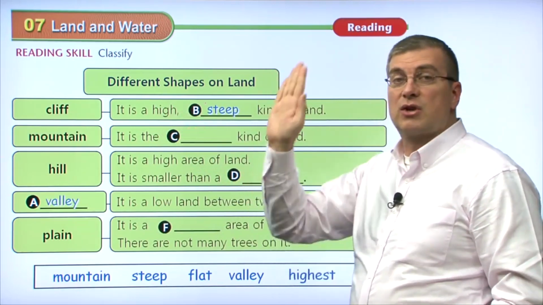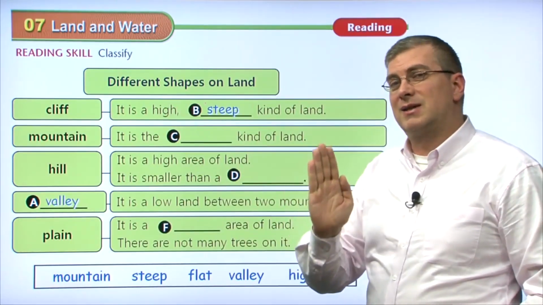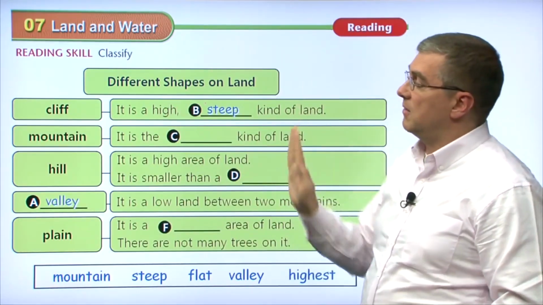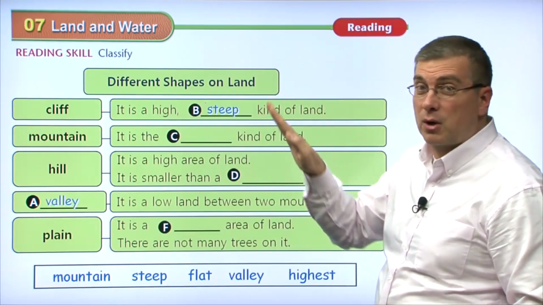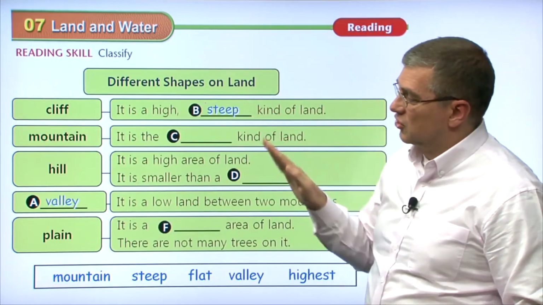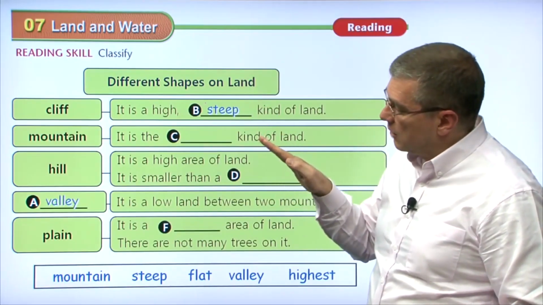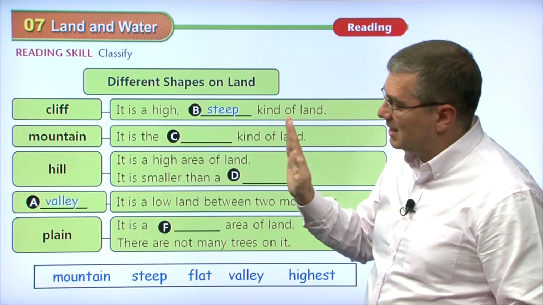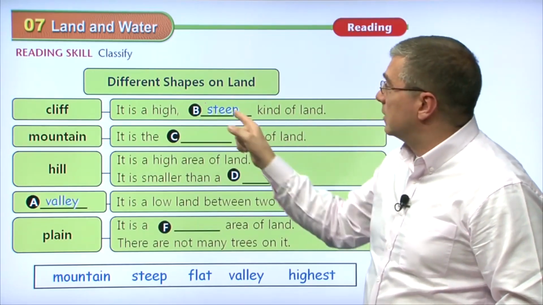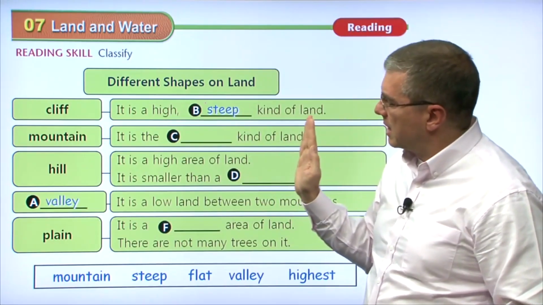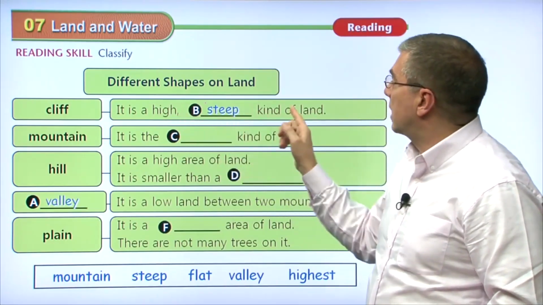In fact, cliffs are usually vertical. Vertical, remember, is a type of steep. Steep can be vertical, or steep can be not vertical, but a very sharp or very difficult slope. So steep can be anywhere from maybe 45 degrees to 90 degrees. 90 degrees, of course, is vertical, up and down. Cliffs don't always have to be up and down. Cliffs can be like this too. So it's a high, steep kind of land.